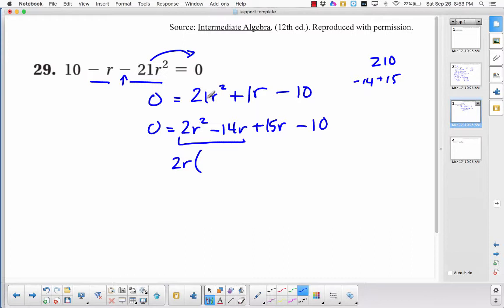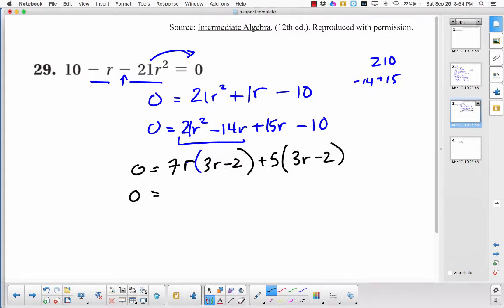Oh, that's not a 2, that's a 21. Whoops. Glad I looked at that now. Okay, so what can I take out then? Oh, a 7. So I can take out a 7r, leaving me with a 3r minus 2. And out of these I can take a plus 5, leaving me with 3r minus 2. Whew, works. So 0 is equal to 3r minus 2 and 7r plus 5.